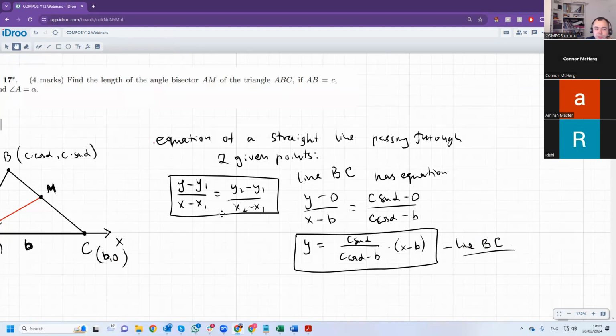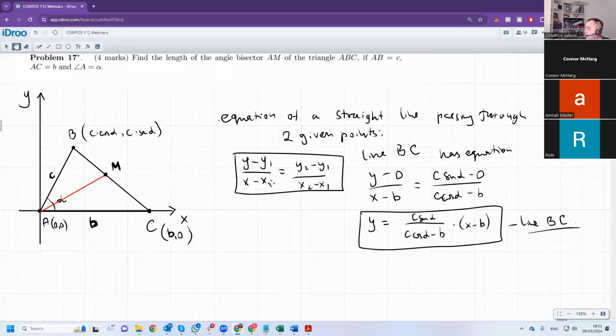Is everyone on board so far? Do you understand what I did? I found the equation of line BC. It is in terms of c and alpha and b, but it's an equation.